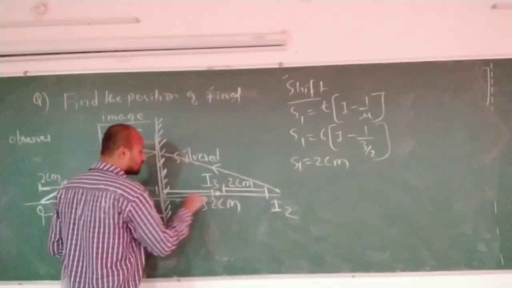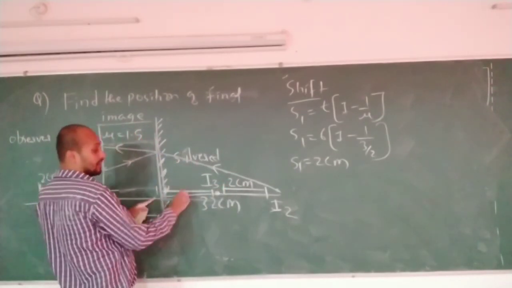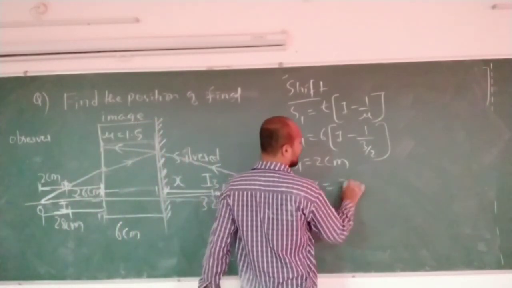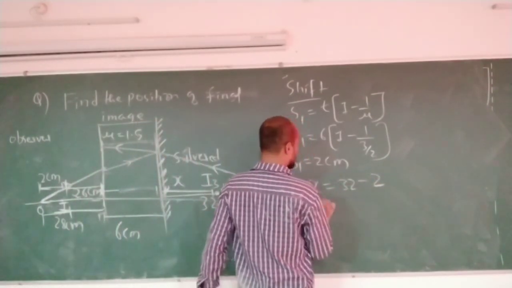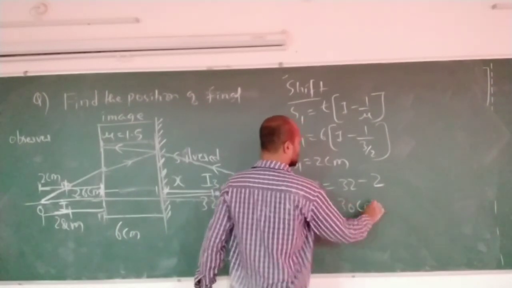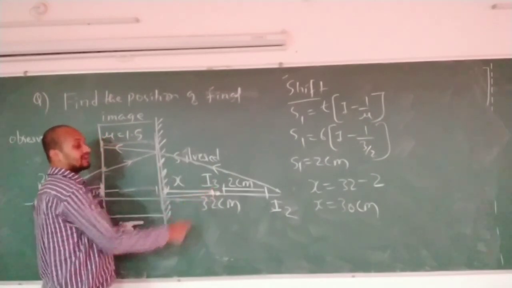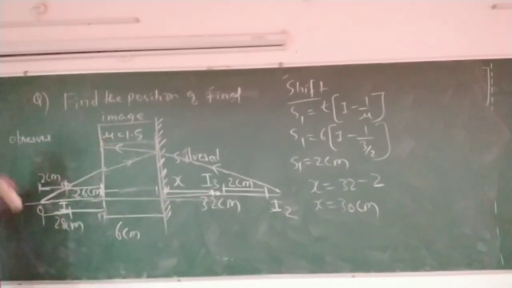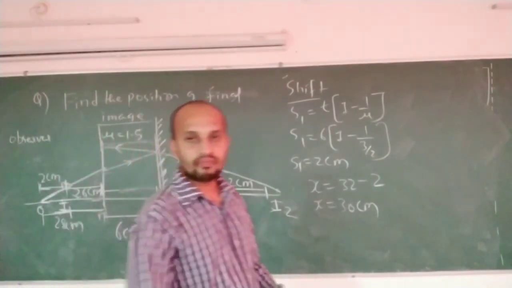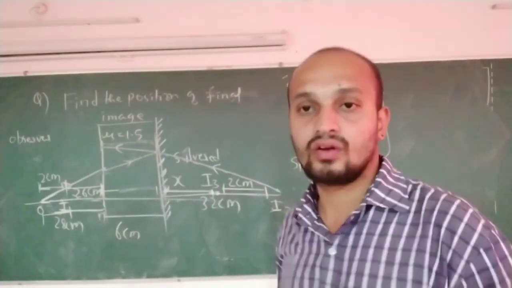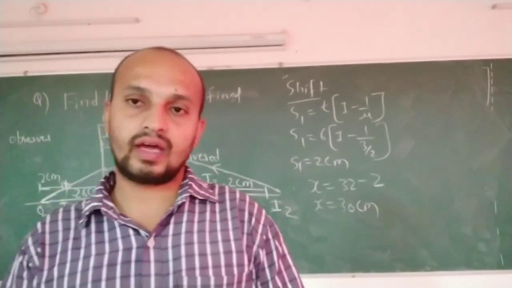So the distance of the position of the image from the mirror will be this x. X will be how much? X will be 32 minus 2. So the position of the final image from the mirror will be 30 centimeter as seen by the observer. Got it now? I believe you have understood. This is something about normal shifts. Okay? Thank you guys.